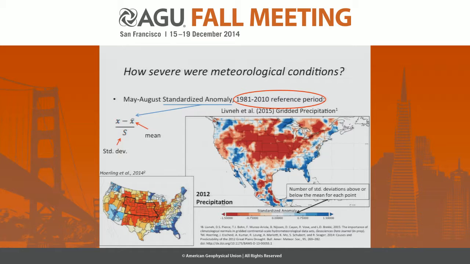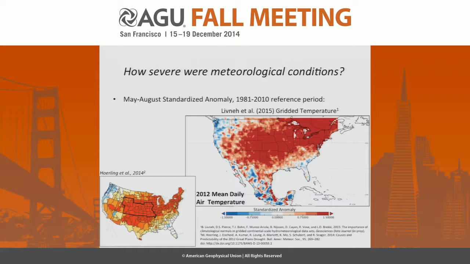Clearly 2012 was dry, and I wanted to do a sanity check with this data set, so I compared it against published work, Hoerling et al. 2014, which used climate division data, and the two generally check out, so that was a good thing. Temperature, mean daily temperature, same kind of idea. Just to distinguish from the Hoerling et al. paper, they defined the Great Plains using the following states, whereas we slightly altered this definition to basically keep things east of the continental divide, so everything is hydrologically contiguous. And so from here on, I'm going to really focus on that domain going forward.